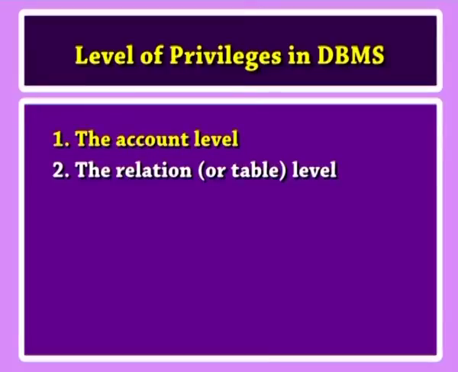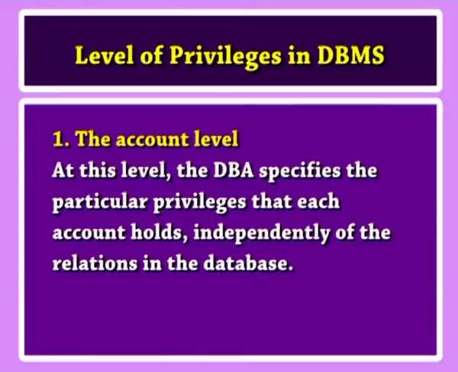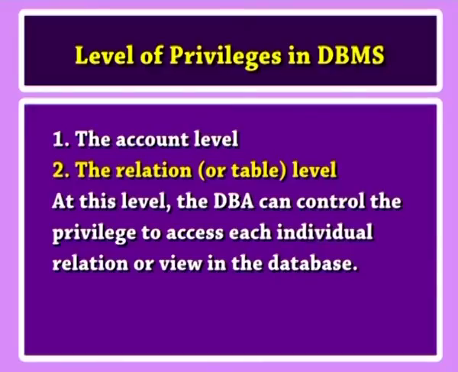Number 1, the account level. At this level, the DBA specifies the particular privileges that each account holds independently of the relations in the database. Number 2, the relation or table level. At this level, the DBA can control the privilege to access each individual relation or view in the database.